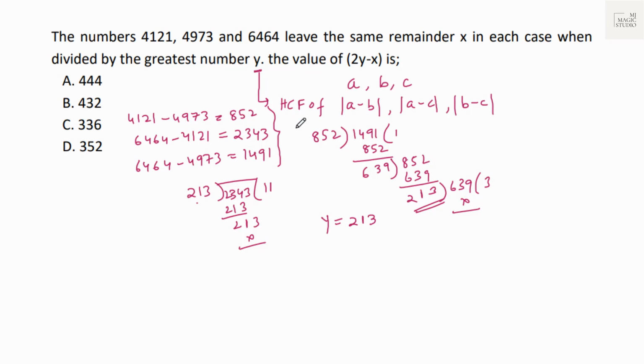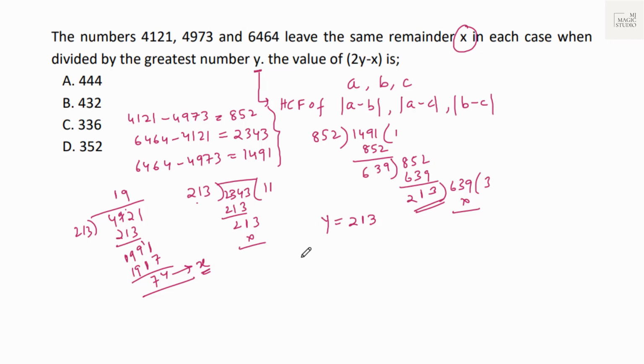Now divide any of these numbers by 213 and find the remainder. The remainder would be x. So 4121, let's divide this by 213. 9 times 213 gives 1917, and subtracting gives 204, so the remainder is 74. This is the value of x. You may use the on-screen calculator and do it in no time, but I am just showing it in case the calculator is not there. So the value of x is 74 and the value of y is 213.